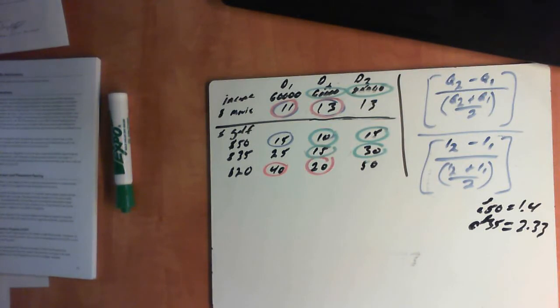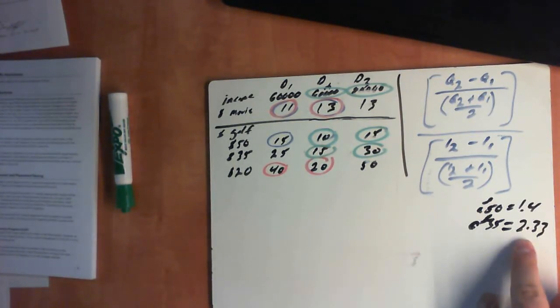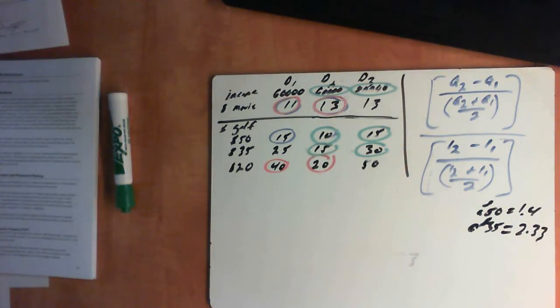To determine if golf is a normal good or an inferior good, you have the following rule. If the income elasticity is positive, then the good is a normal good, right? If you have a positive number, the good is a normal good, saying that the higher an individual's income, the more of the good they consume. If it's an inferior good, it would be a negative number, meaning the higher the individual's income, the less of the good he or she consumes.